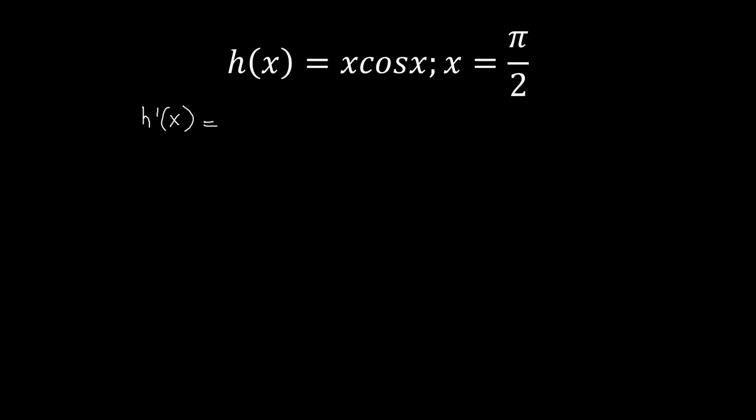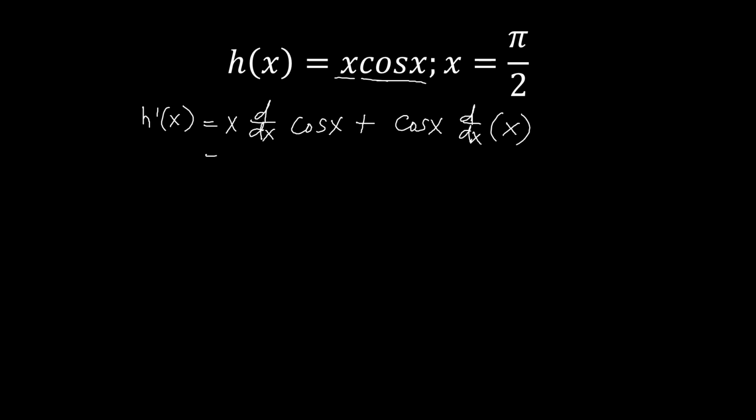That will be equal to, this is a product of factors, so we have the product rule here. So we are to copy the first factor x and then get the derivative of the next factor, cosine x, plus copying cosine x, and then getting the derivative of the other factor, which is x.